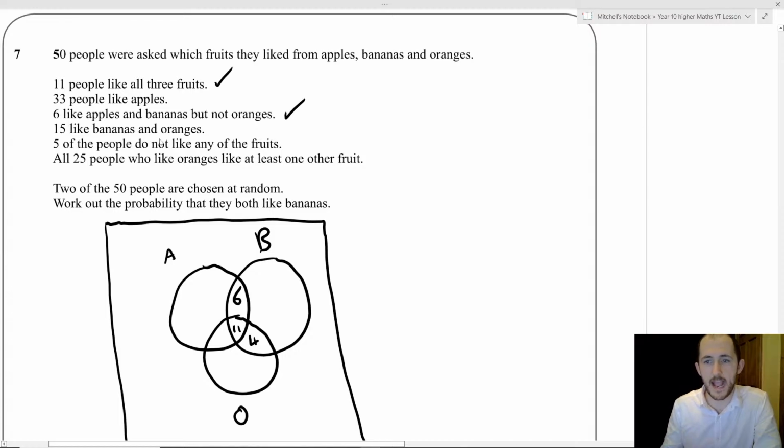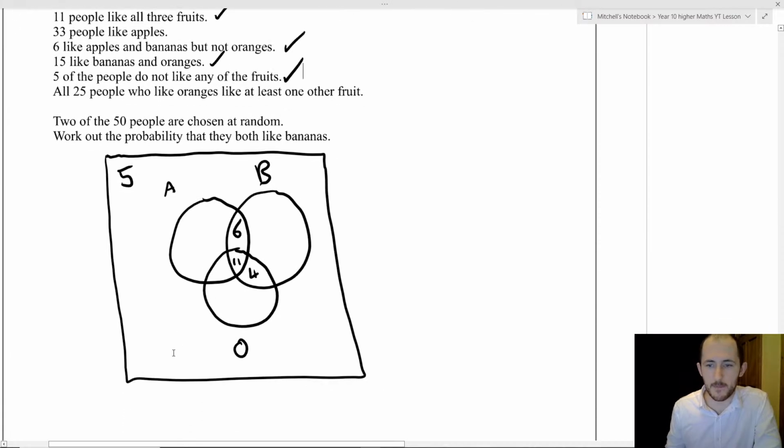5 people don't like any fruit. So those people are going to go straight outside the Venn diagram. And all 25 people who like oranges like at least one other fruit. So that means all 3 numbers here should add up to 25. 11 plus 4 is 15. 10.